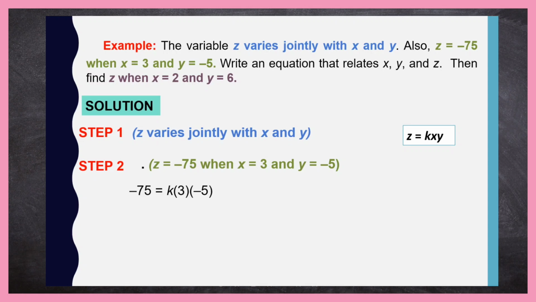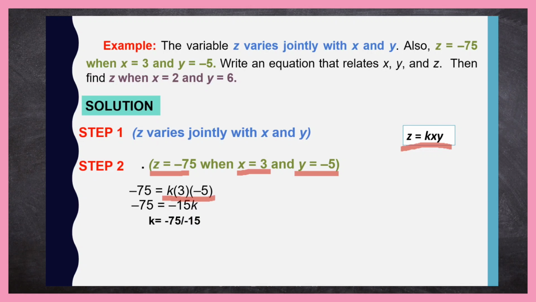So we substitute the value of Z, which is negative 75. Then X is equal to 3 and Y is equal to negative 5. Using Z is equal to KXY, we will solve for the value of K or the constant of variation. So now, the equation is negative 75 is equal to K times 3 times negative 5, which is negative 15.